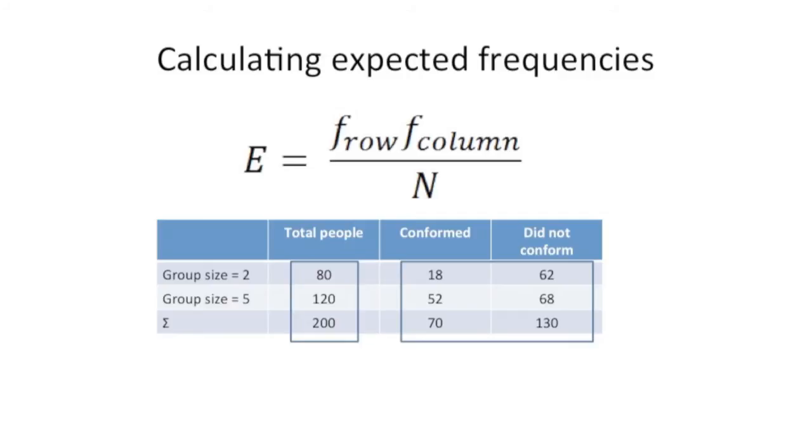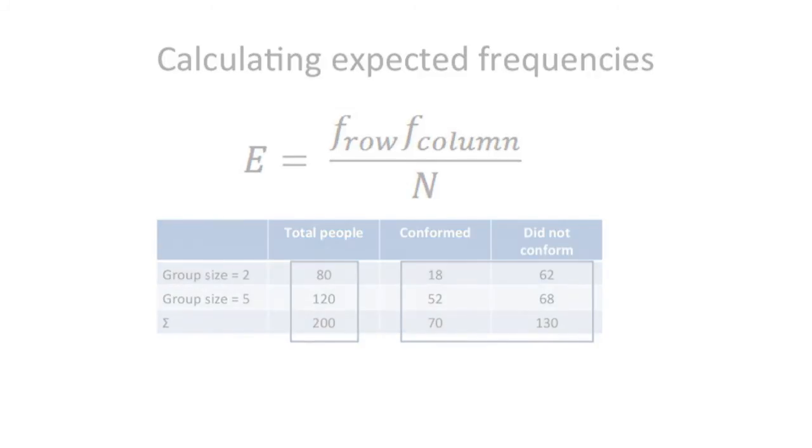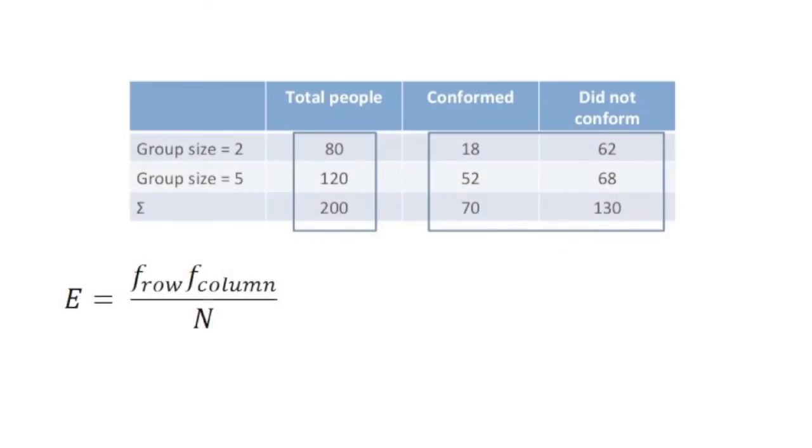There is in fact a simple formula that immediately calculates the expected frequency. Using our original table of observed frequencies, these totals in the first box are the row frequencies, and those in the second box are column frequencies. Now to see how the formula gives us the same result, let's do the calculation for group size 2 and conformity. The row frequency for group size 2 is 80. This is multiplied by the column frequency for conformity, which is 70. Then we divide by our number of people, which is 200. And it gives us the expected frequency of this cell of 28, which is the same as I calculated a little while ago.